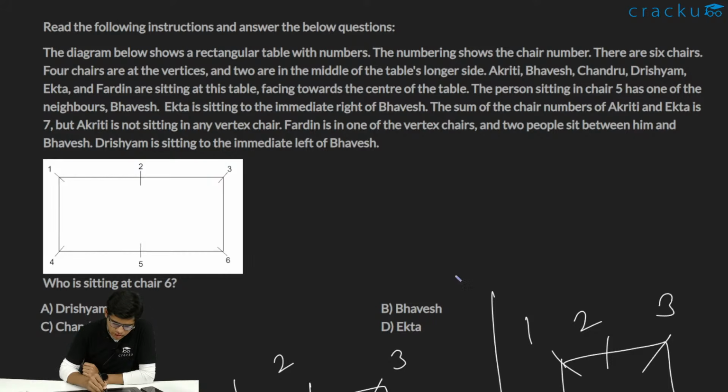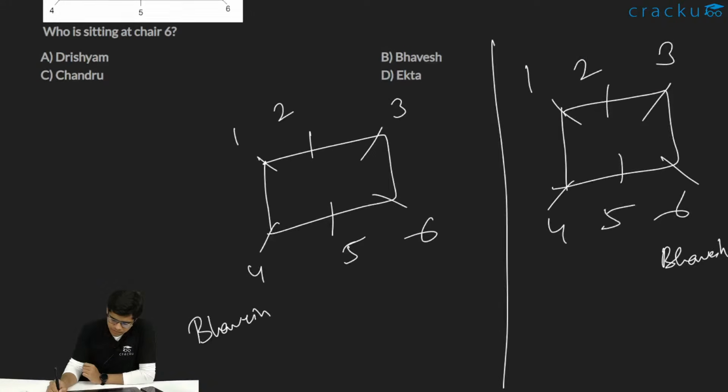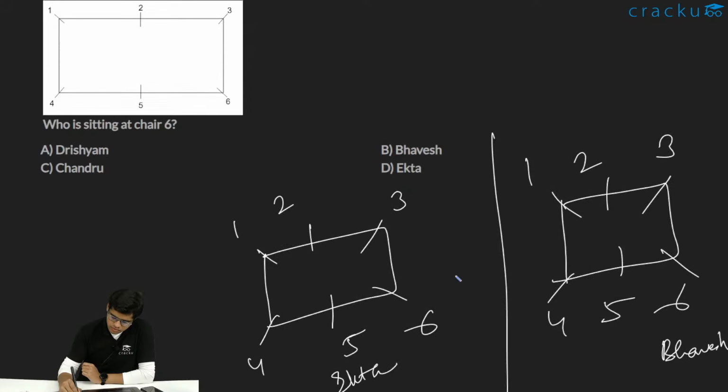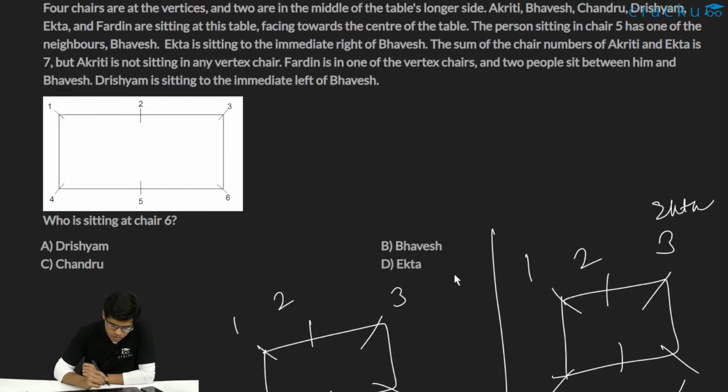Ekta is sitting to the immediate right of Bhavesh. This means if Bhavesh is here, the immediate right will be chair number 5, and this is Ekta. And if Bhavesh is here, the immediate right will be chair number 3, so this can be Ekta. These are the two possibilities.